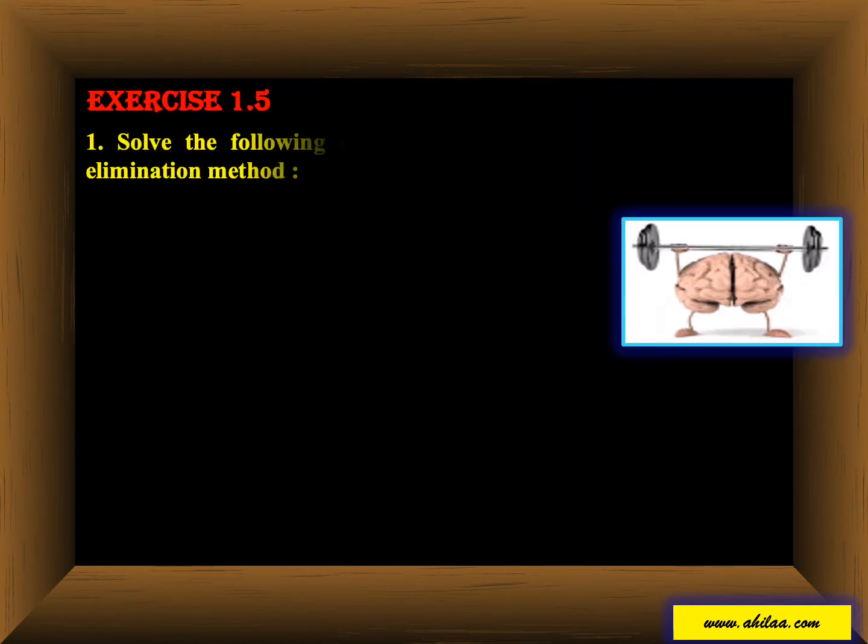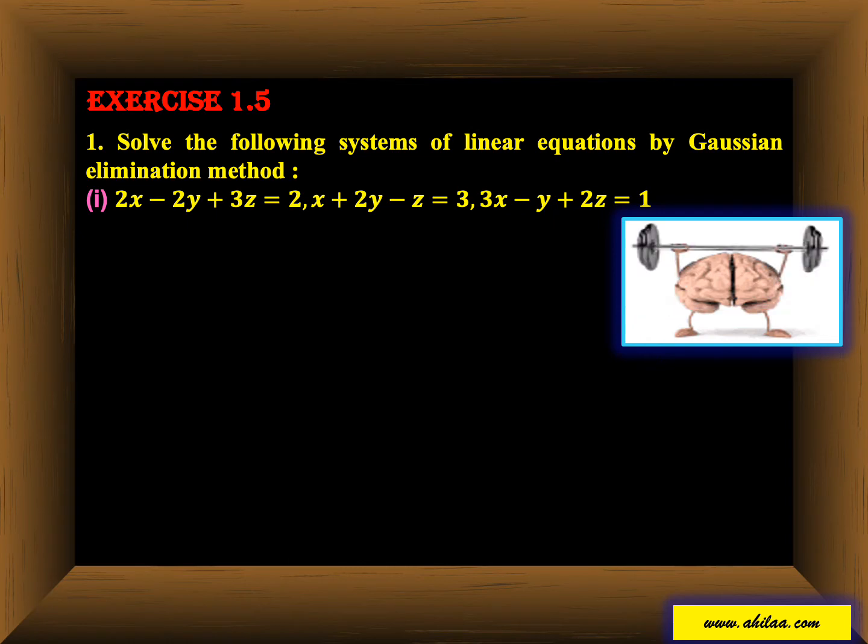Exercise 1.5. First problem. Solve the following systems of linear equations by Gaussian elimination method. First subdivision. 2x minus 2y plus 3z equal to 2. x plus 2y minus z equal to 3. 3x minus y plus 2z equal to 1. Let us see the solution in Gaussian elimination method.